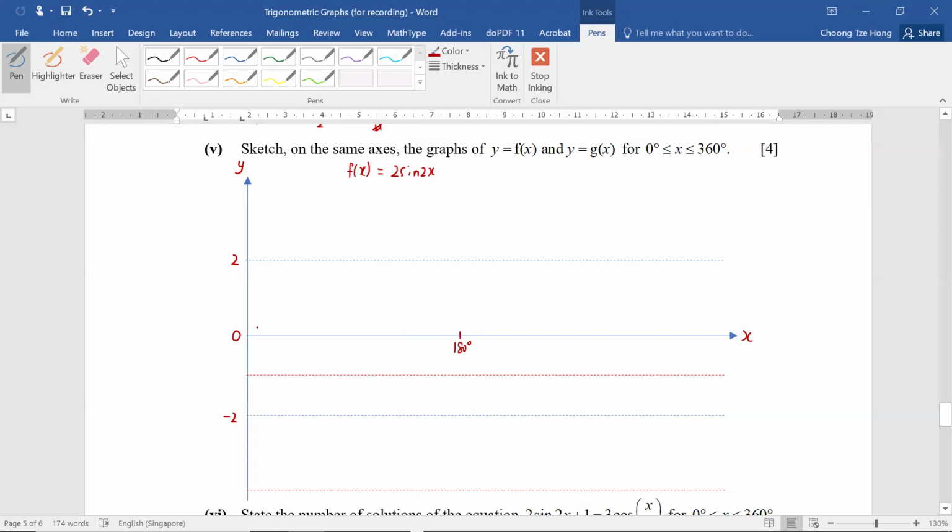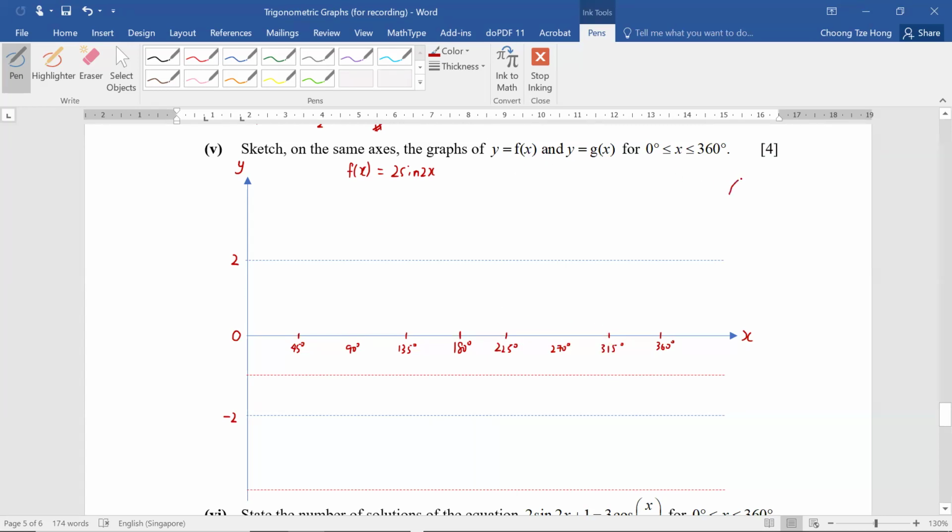Since the period is 180, we want to divide 180 into 4 equal intervals. So all these markings will now be 45, 90, 135. Then 360 should be somewhere here. From 180 to 360 you get your second cycle for the first graph. You divide it into 4 equal intervals as well, so you get 225, then 270, and then 315.